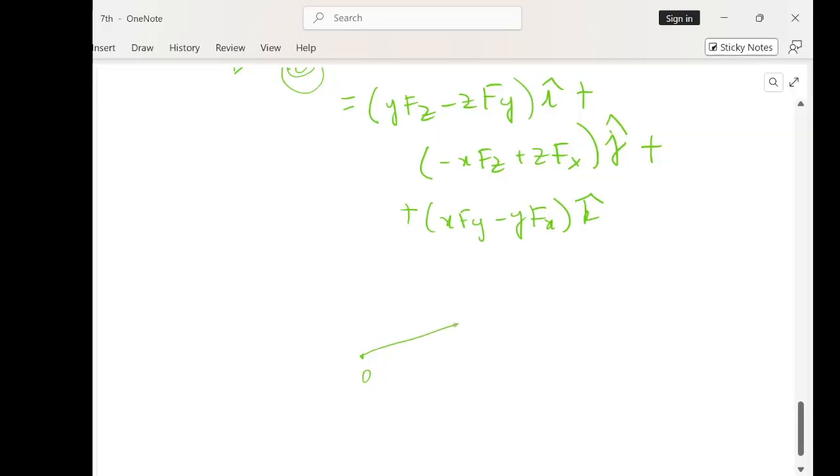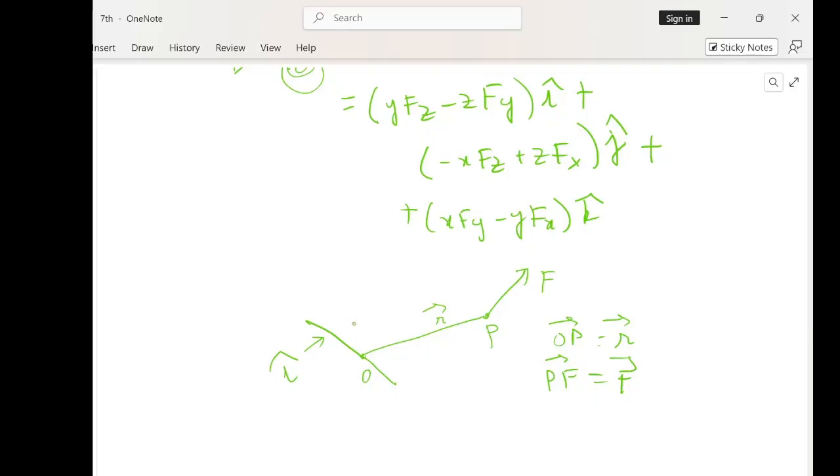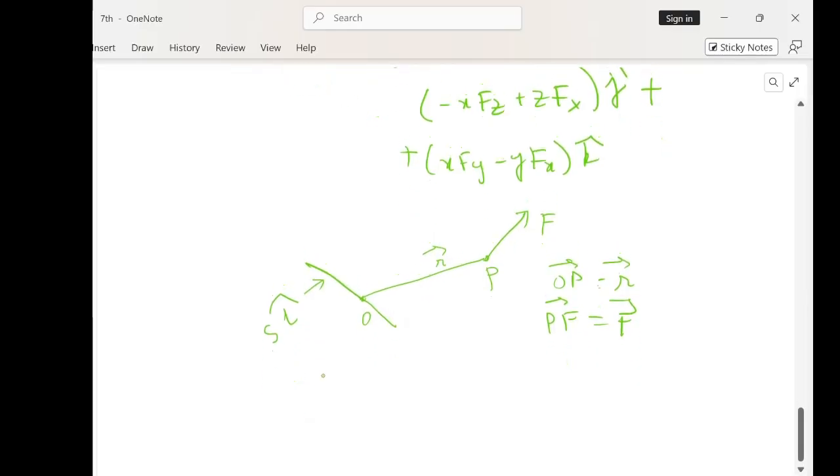And with respect to it, you are considering the position vector of the point of application of a force F. So this is your R, and the force is this F vector. Now there is some line given. So this is your line L, with unit vector along the line L, or if you say this magnitude S, then SL.